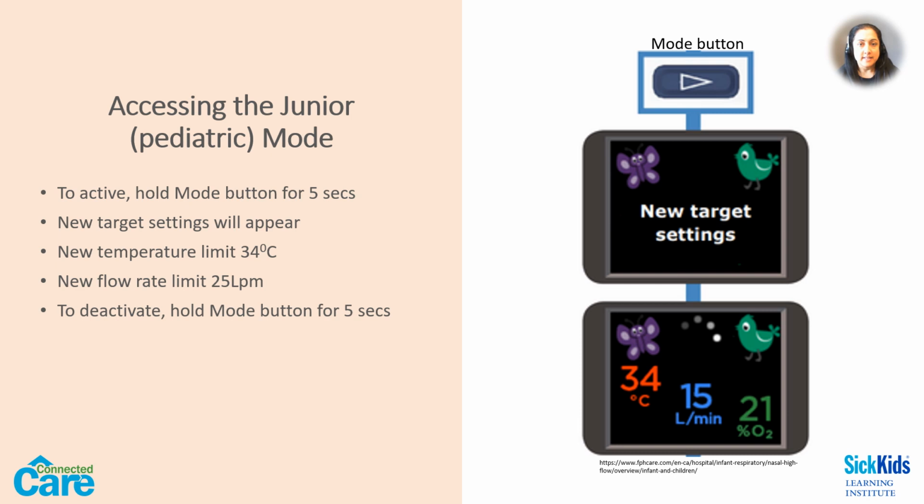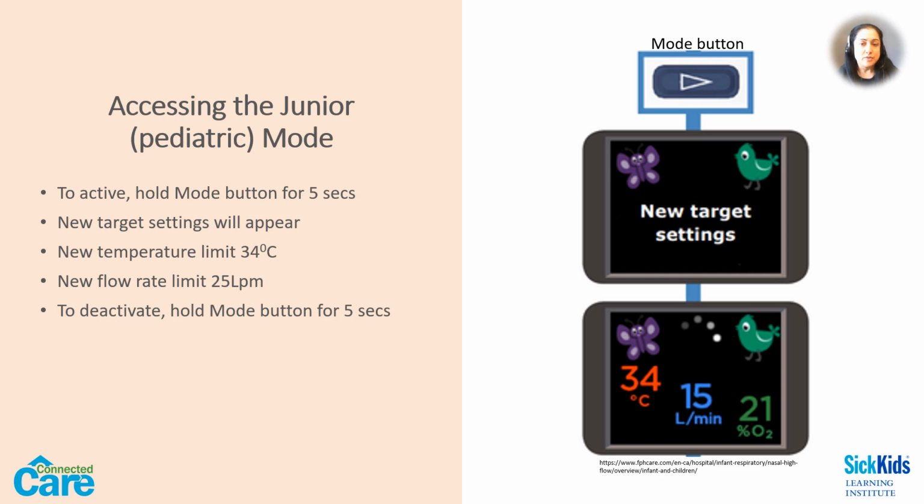Here's how to access the junior pediatric mode if you're using the Optiflow Junior nasal cannulas. Press and hold the mode button for 5 seconds and the junior mode will be activated. You'll see the butterfly and the bird. The new target settings will appear on the screen. The Airvo unit will now set the temperature limit to 34 degrees and the flow rate limit to 25 liters per minute. And then if you want to deactivate this, you press and hold the mode button again for 5 seconds. Please note that the junior mode is maxed out at 25 liters per minute.